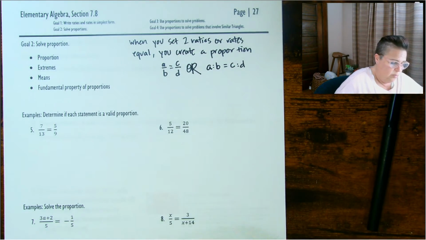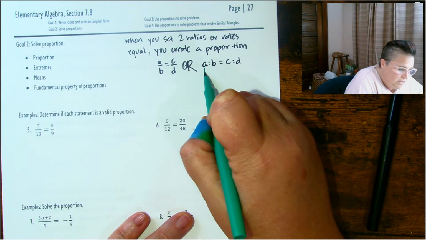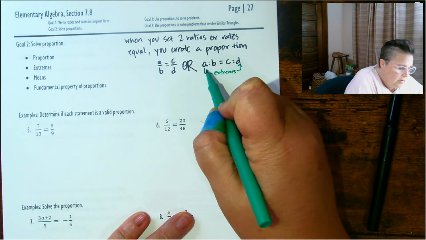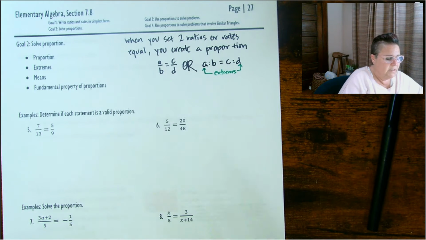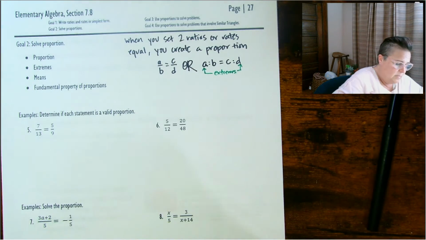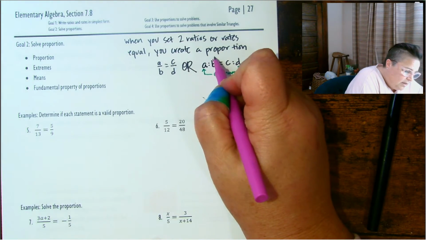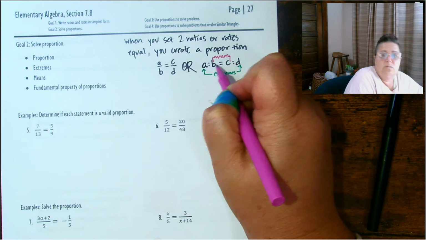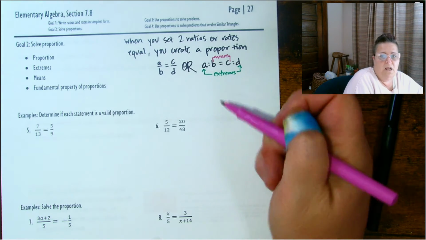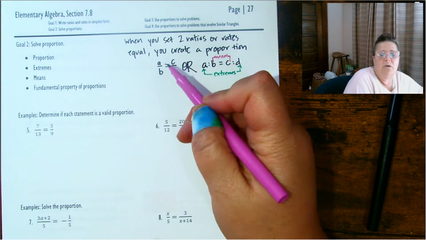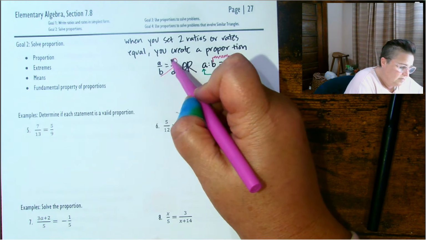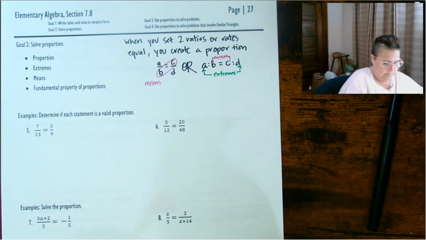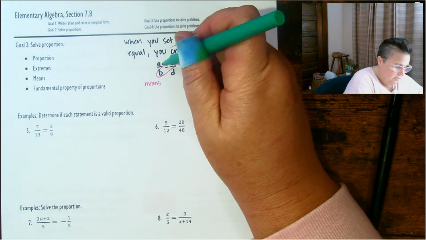And the parts of a proportion are known as the extremes. Those are the ones on the outside. The A and D are known as the extremes. And then the ones in the middle, the B and C, are known as the means. So the means are the two in the middle, the extremes are the ones on the ends. When you see this written out as equal fractions, B and C are the means, and A and D are the extremes.